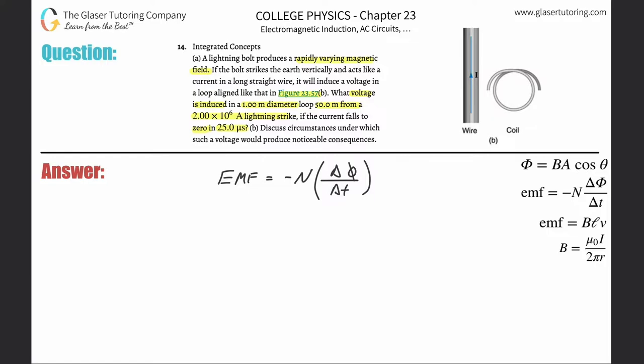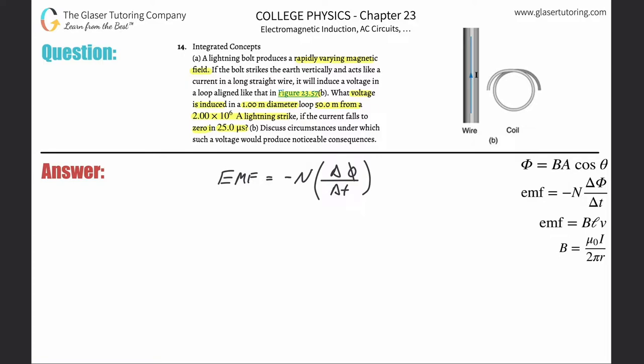So here's the lightning bolt. The current here, it says it's pointing up in the picture, but the lightning bolt would be pointing down. It doesn't really matter the direction. So I'm actually just going to leave out the negative sign, or I'll leave it in and we'll just take the absolute value at the end. We're just going to get a positive answer. We're going to calculate the magnitude.